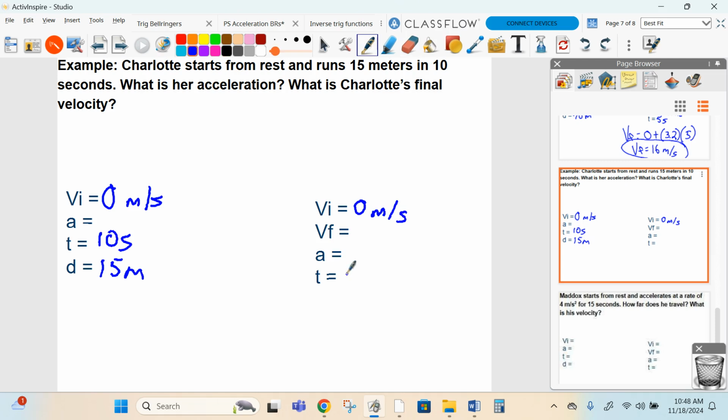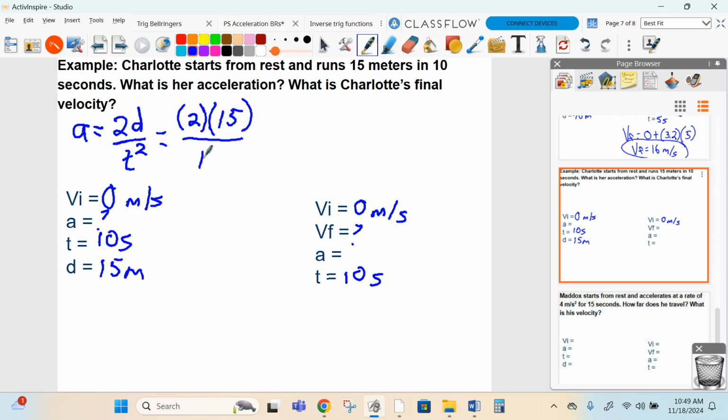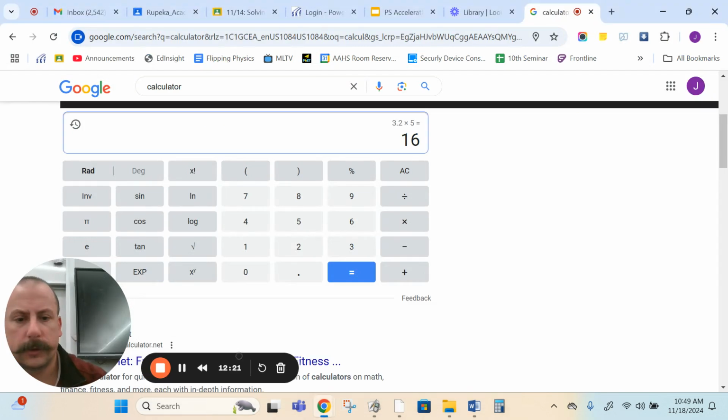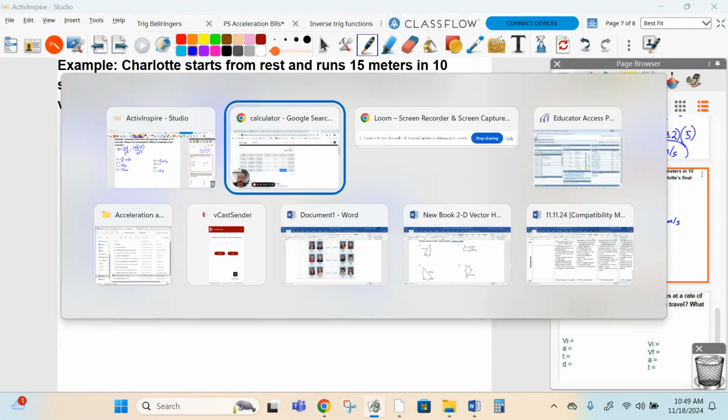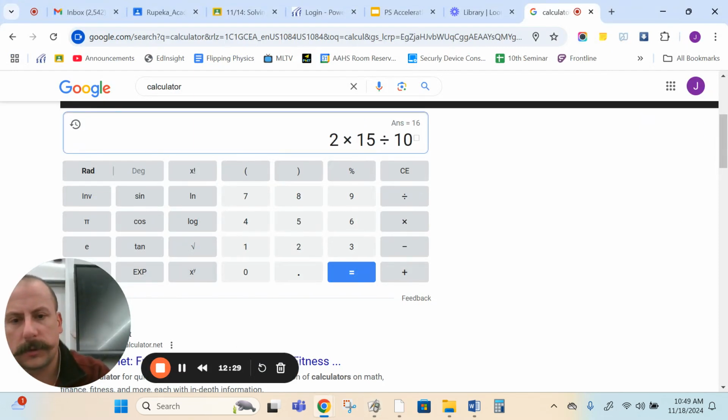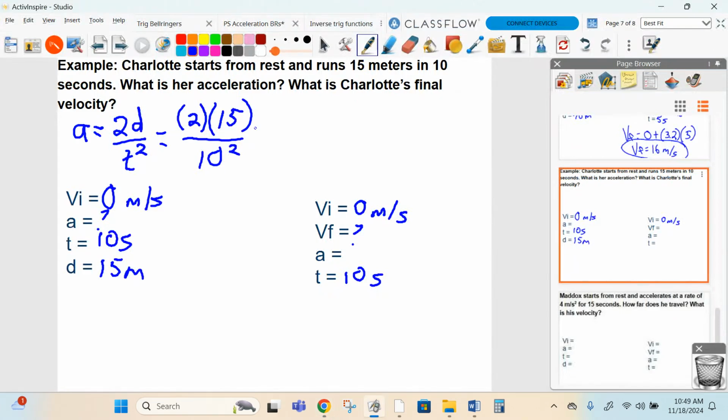So I put this in the right spot. Want to know the final velocity and want to know what is the acceleration. A equals 2d divided by t squared. 2 times 15 divided by 10 squared equals. Acceleration is 0.3.